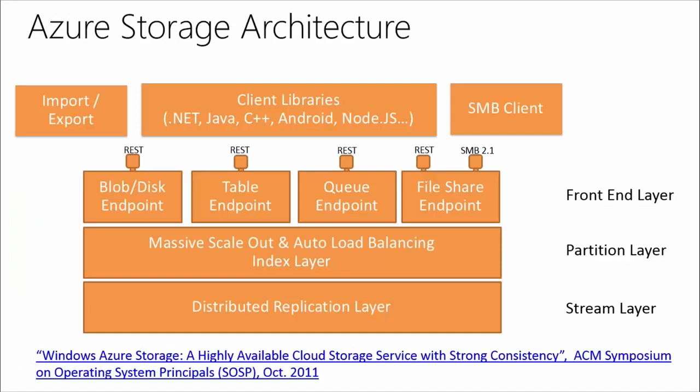This slide was back from October of 2011, but it's still valid today. If you notice on this slide, you'll see that at the very bottom layer, at the stream layer, we've got a distributed replication. That happens across the entire Azure platform. Partition layer, we do load balancing and automatic index layering. But the part that's more interesting and the part that we're going to talk about today is that top layer, that front end. It's really just abstraction of blobs and disks, tables, queues, and file sharing.